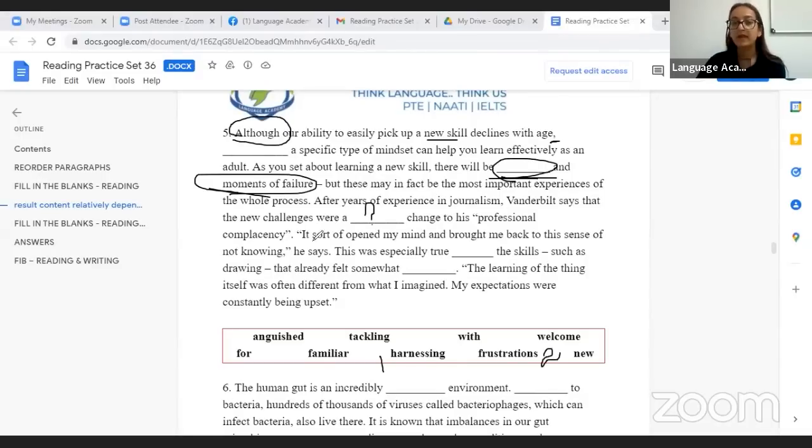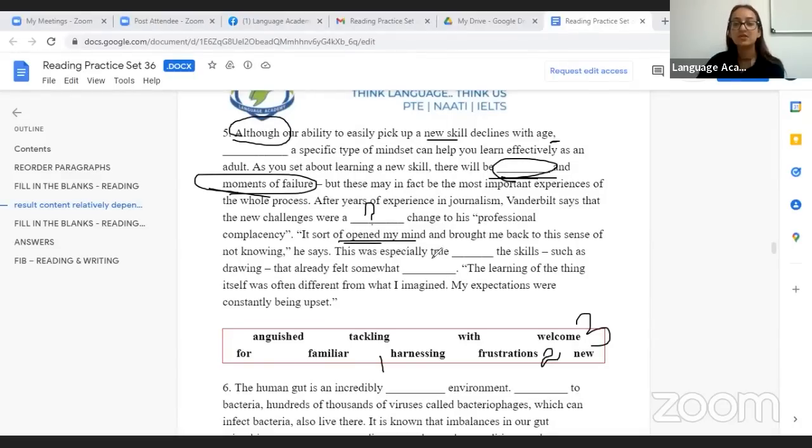That is why we should read the next sentence to find out whether the change was good or bad. It sort of opened my mind and brought me back to this sense of not knowing. So opened my mind cannot be negative. That means it was a good change for him. So good change here can be welcome change. The challenges were a welcome change to his professional complacency because they opened his mind.